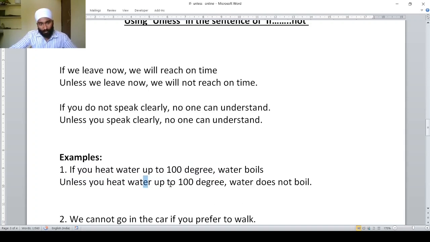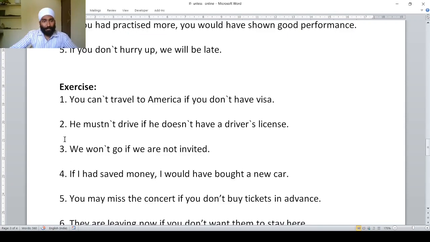Unless you heat water up to 100 degree, water does not boil. It means if you do not heat, water does not boil. If you heat, water boils. Come to the second example.